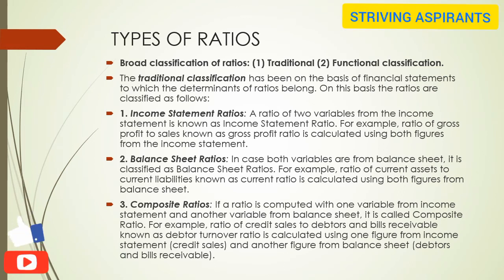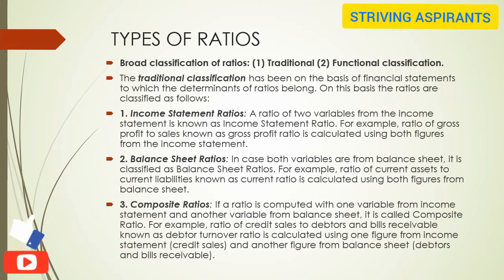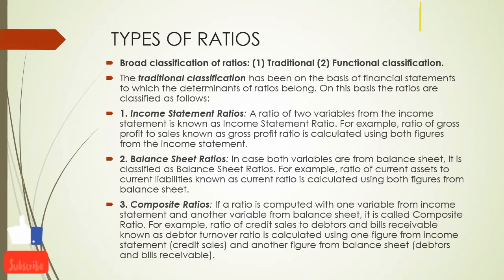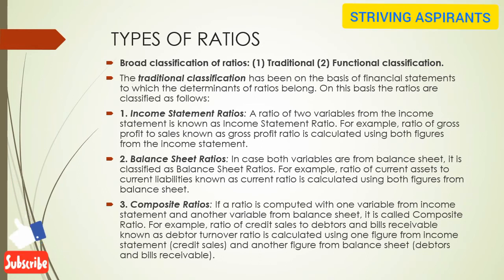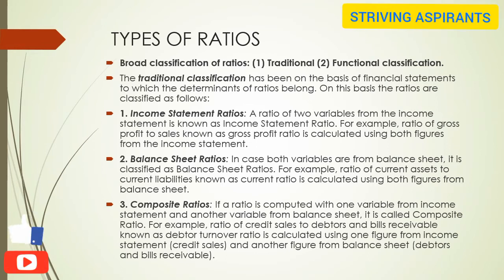Third one is composite ratio. Here the figures will be taken from both the income statement and the balance sheet. Example, the ratio of credit sales to debtors and bills receivable, known as debtor turnover ratio. So it is calculated using one figure from the income statement, that is credit sales, and another figure from the balance sheet, that is debtors and bills receivable.